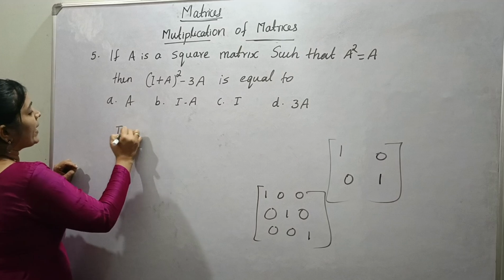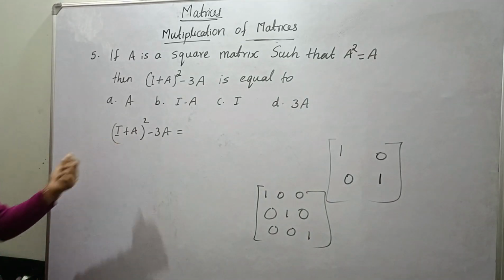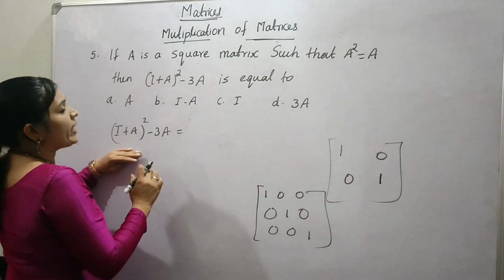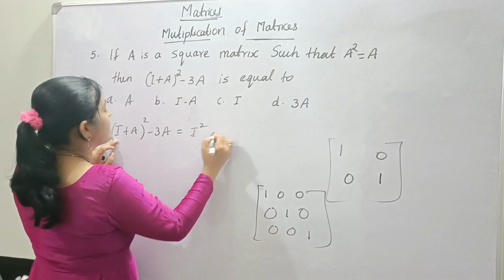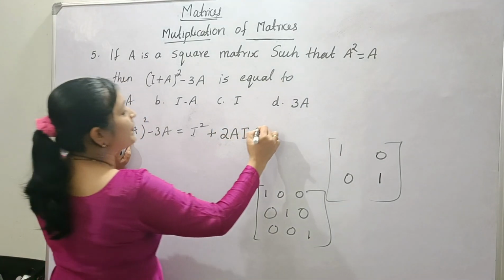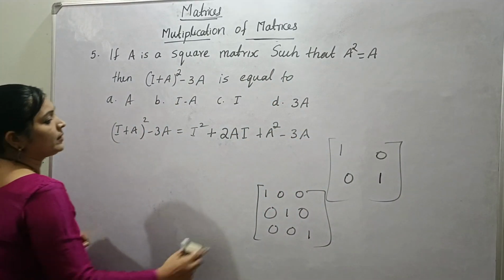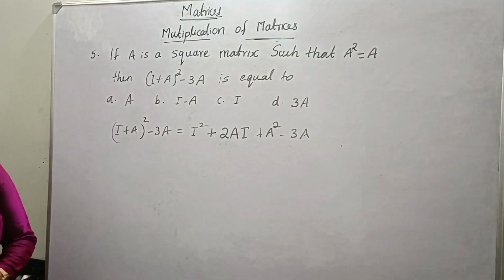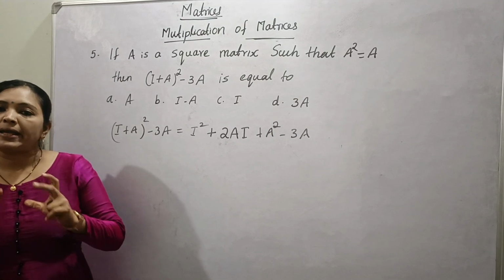I plus A whole square minus 3A, that is equal to, see here I plus A whole square is in the form of a plus b whole square, right? Let us expand it. A plus b whole square is a square plus b square plus 2ab, right? So I square plus 2 into A into I plus A square minus 3A, right? Then what is I square? See, we know that I is an identity matrix, right? I square is nothing but I itself.